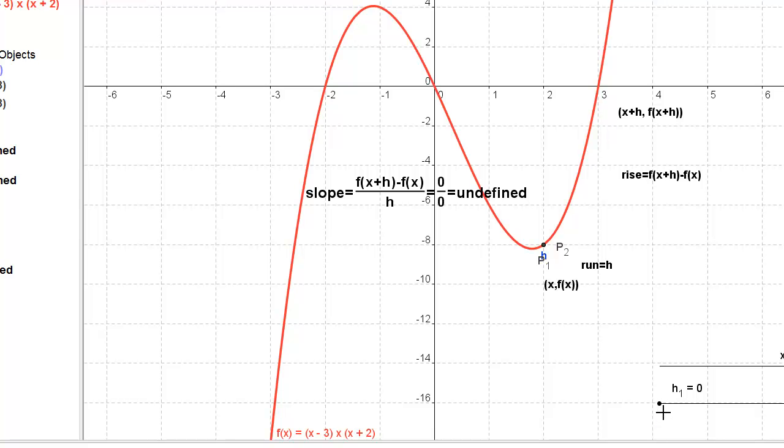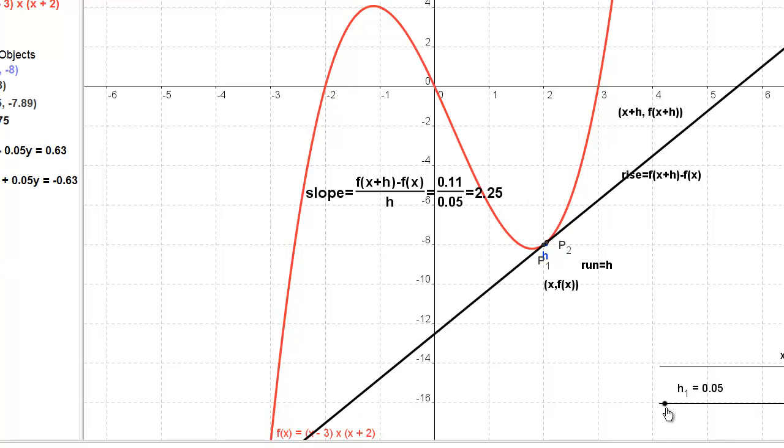Oh! Suddenly, I can't calculate the slope anymore because, well, look at that. My run disappeared. So we need to have this concept of a limit to help us deal with this crazy situation where we want to do the instantaneous rate of change, but something's stopping us.